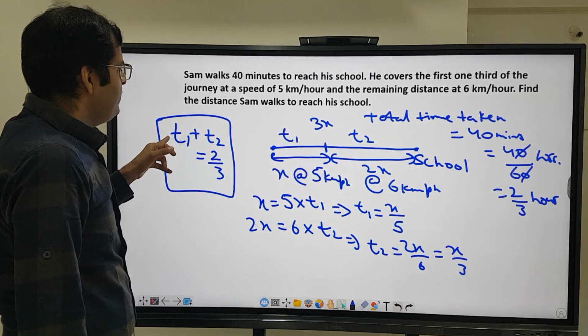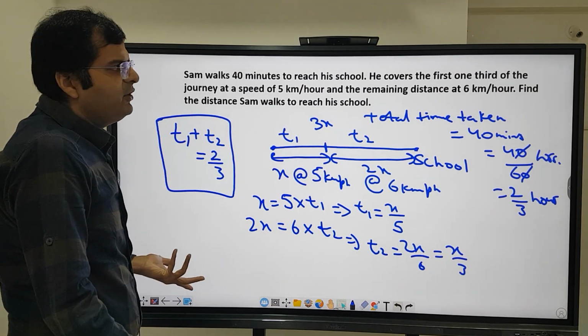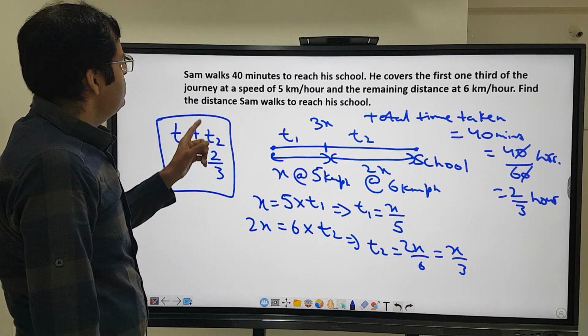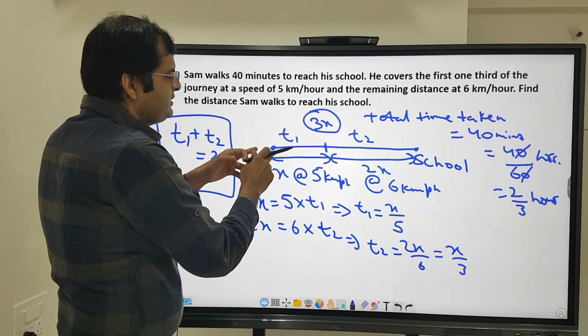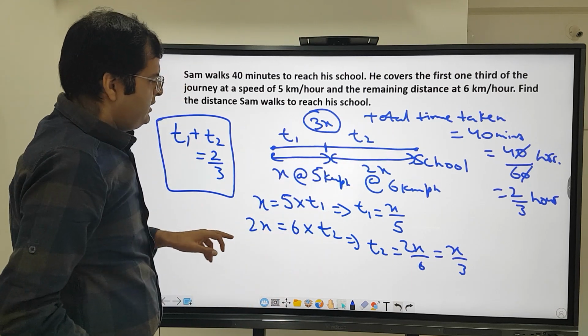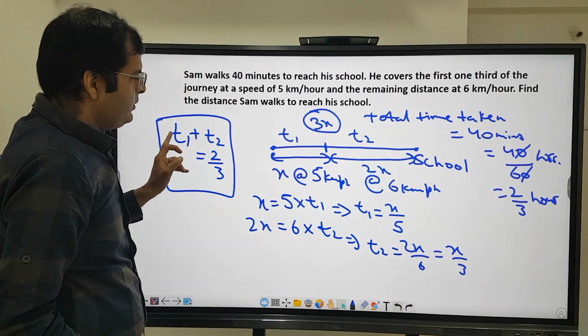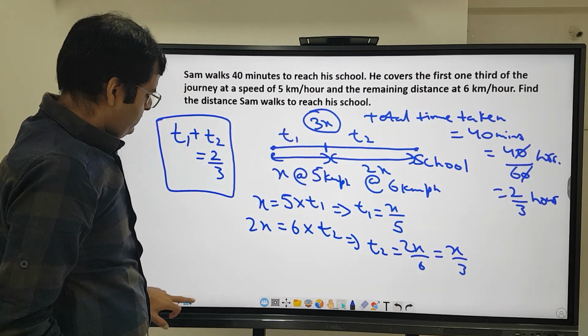We can put the values of T1 and T2 here and find the value of x. We need to find the distance Sam travels, so we need to find 3x ultimately. The distance traveled is from here to here, which is 3x. So we'll plug T1 and T2 in to get x.